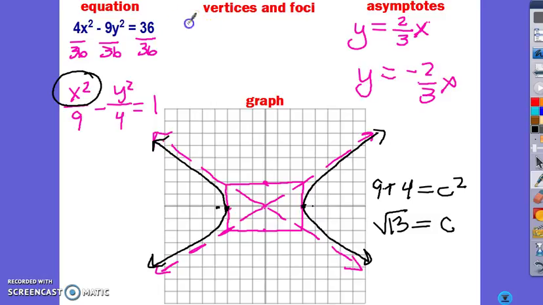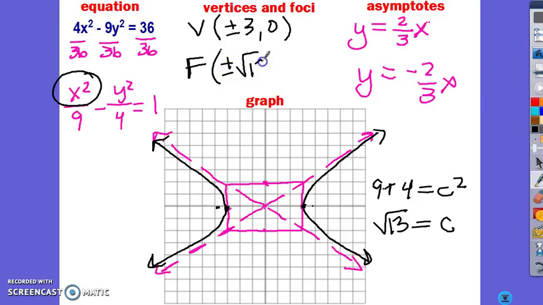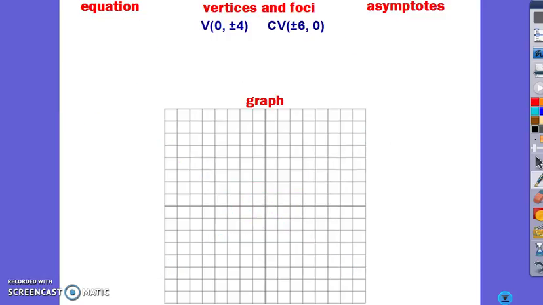Let's write that down. So our vertices are at plus and minus 3, and our foci are at plus and minus the square root of 13. That's our first hyperbola. You demand more. Let's do another.